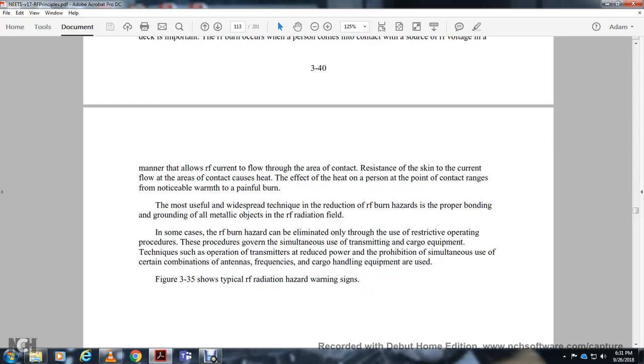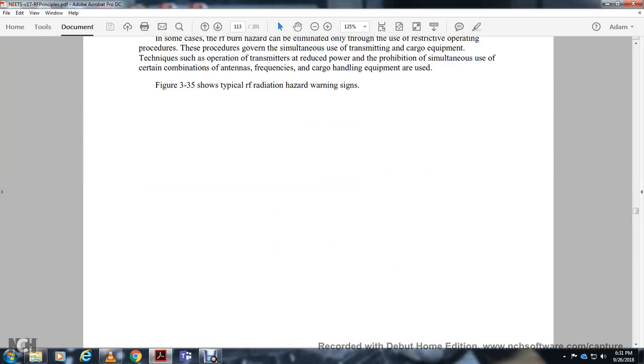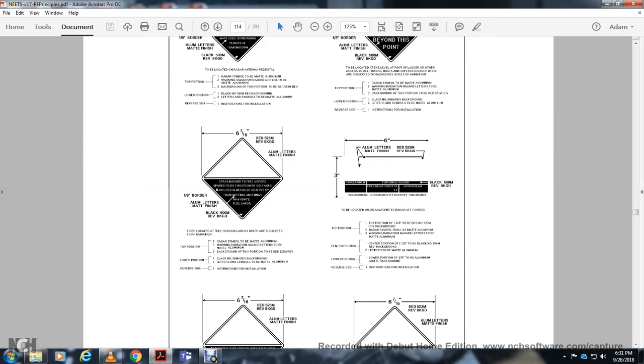Figure 335 shows the typical radio frequency radiation hazard warning signs. And then it shows the warning signs.